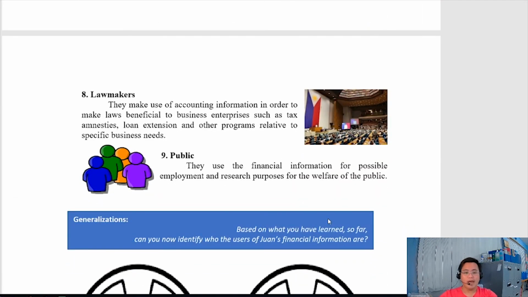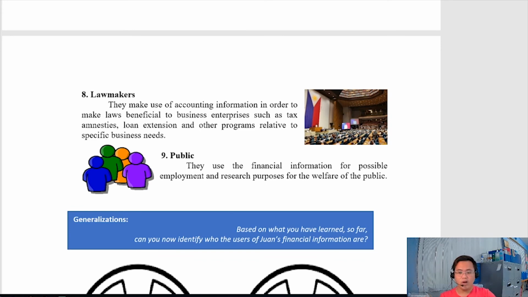And we have our lawmakers or our legislators, our council, our board members, our congressmen, our senators. They are the ones who make use of accounting information in order to make laws beneficial to business enterprises such as tax amnesties, loan extensions, and other programs relative to specific businesses. So they have to make laws for the betterment of the establishments or for the enterprises or for the business sector.